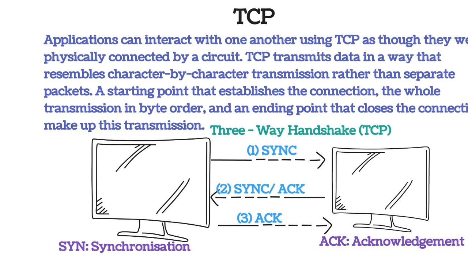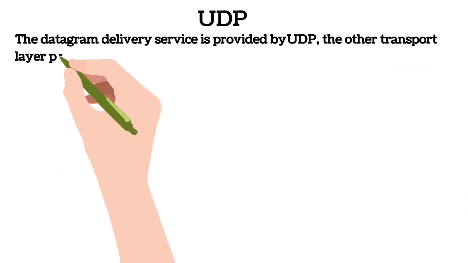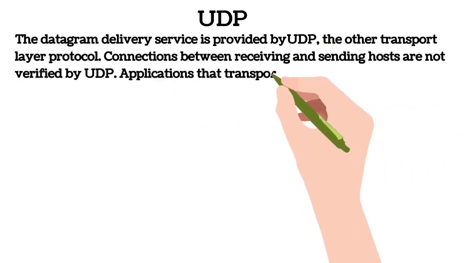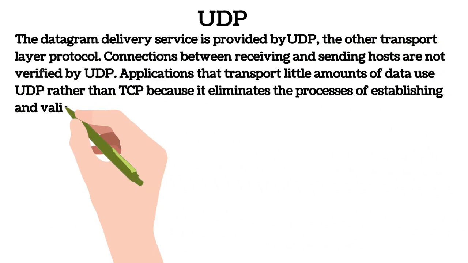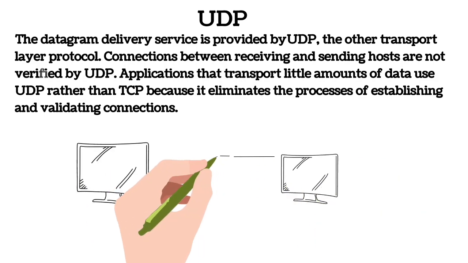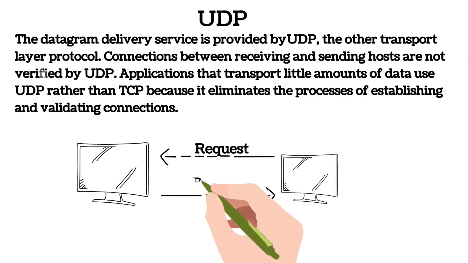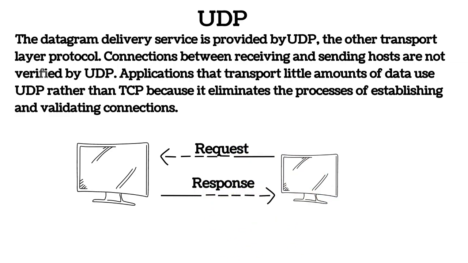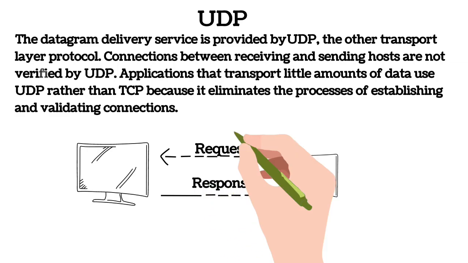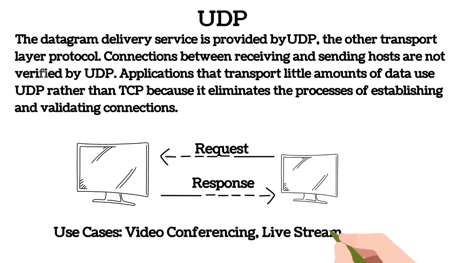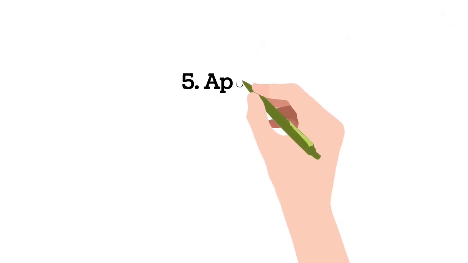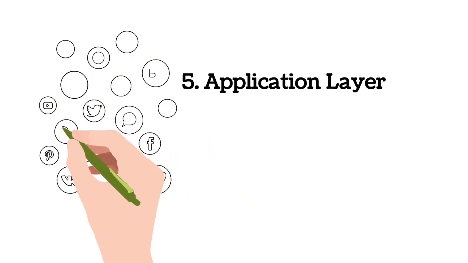UDP. The datagram delivery service is provided by UDP, the other transport layer protocol. Connections between receiving and sending hosts are not verified by UDP. Applications that transport small amounts of data use UDP rather than TCP because it eliminates the process of establishing and validating connections.